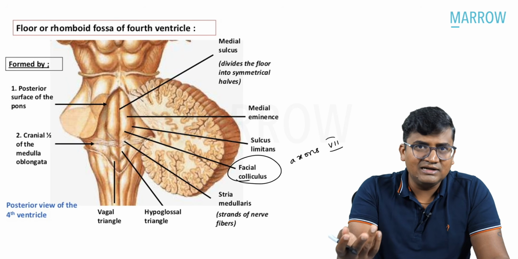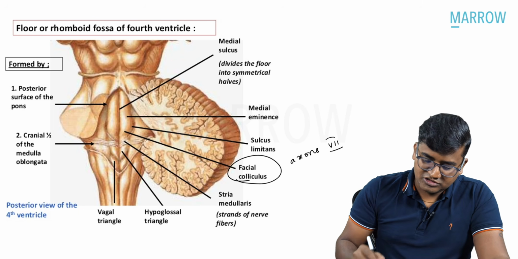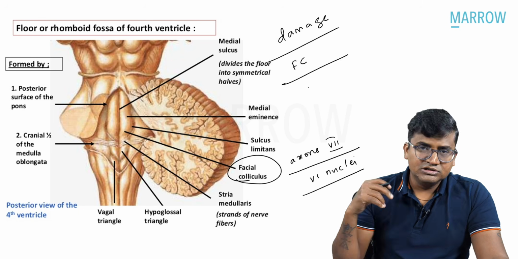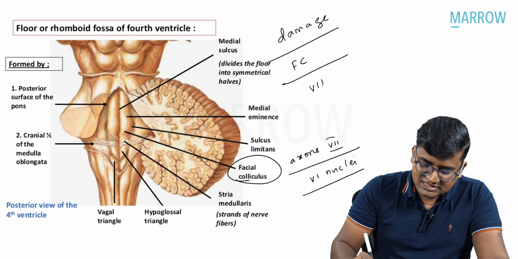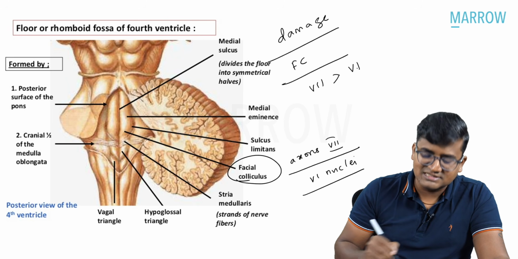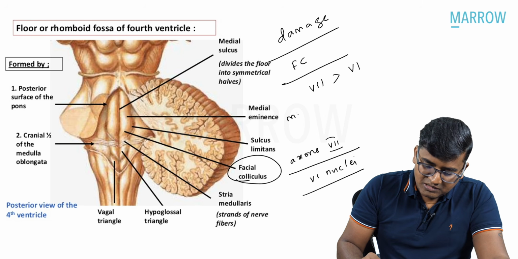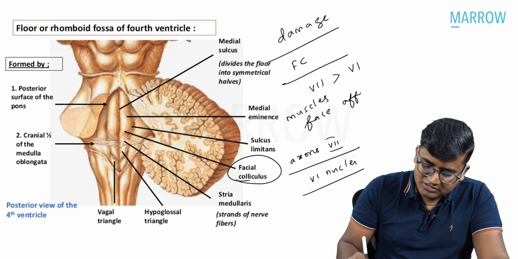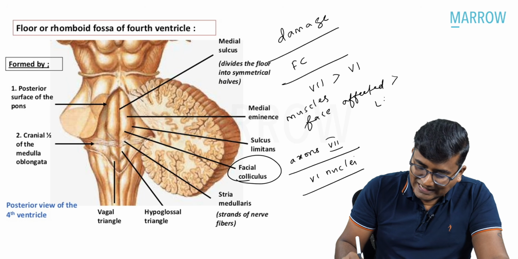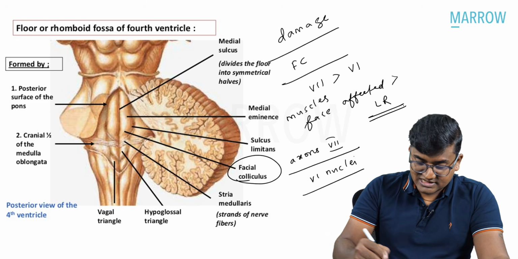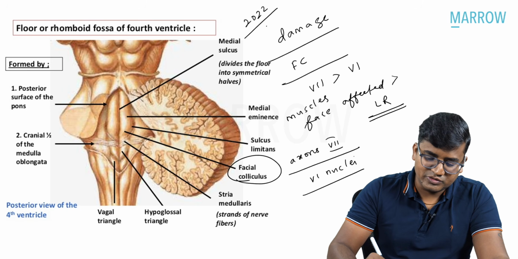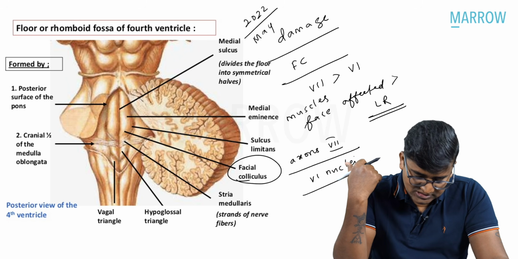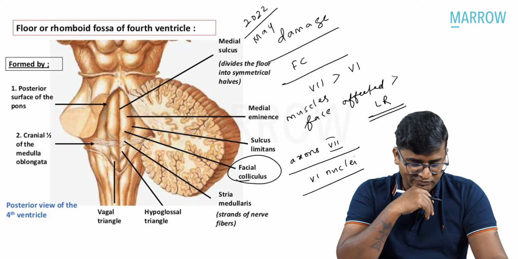Now what is lying under the facial colliculus? Inside the facial colliculus, we have the 6th nerve nuclei present. So damage to the facial colliculus means the 7th nerve is damaged greater than the 6th nerve. 7th nerve damaged means muscles of the face will be affected, greater than the lateral rectus muscle. There is a recent INI-CET question, May 2022 INI-CET, an image-based question. Chances are there to ask in the coming NEET exam.